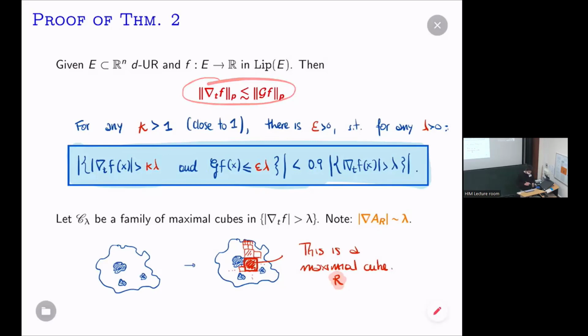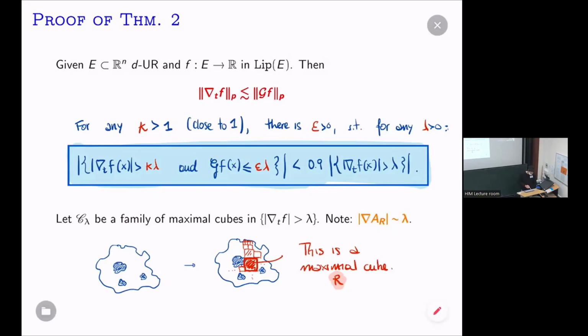Okay, again, we go through a good lambda inequality, which says that for any k, but the point is that in this case, the bad set, of course, the role of the gradient, oh, this is the tangential gradient, sorry, and the role of the maximal function of the square function are swapped. Okay, so if we can prove this, then we can prove the theorem by similar arguments to what we had before. So now let us see how we prove this.